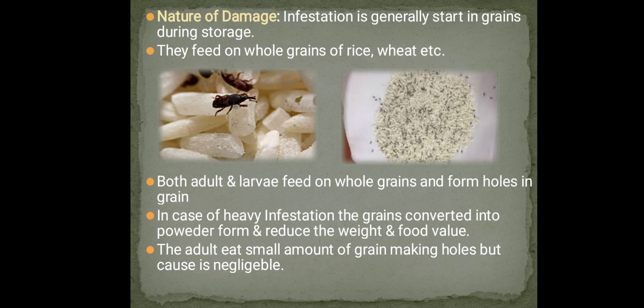Then the nature of damage: the infestation generally starts in the grain during storage. They feed on whole grains of rice and wheat. Both adults and larvae feed on a whole grain and form holes in the grain. In case of heavy infestation, the grains are converted into powder form and reduce the weight, and the quality of the food is also low. The adult eats a small amount of grain making holes but the damage caused is negligible.